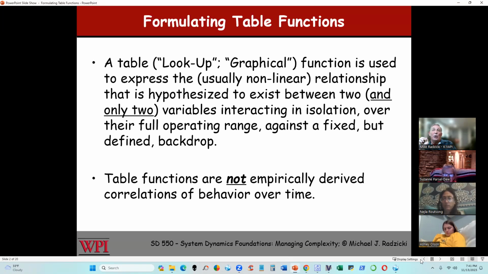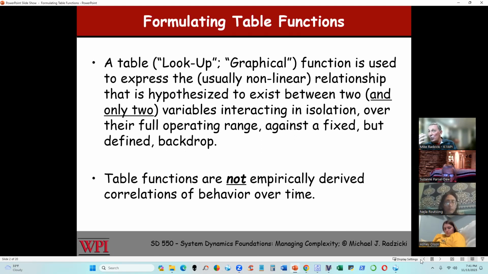Sometimes a table function is called a lookup function, sometimes called a graphical function, depending on whose software package you're using. You can represent linear, you can make it a straight line. You can turn off a table function by just making it a horizontal line at 1. The effect is always 1, no matter what the x-axis is doing. That turns it off to see what happens if we cancel out that effect. If that effect goes away, what happens now? That's a good thing to be able to do, right?